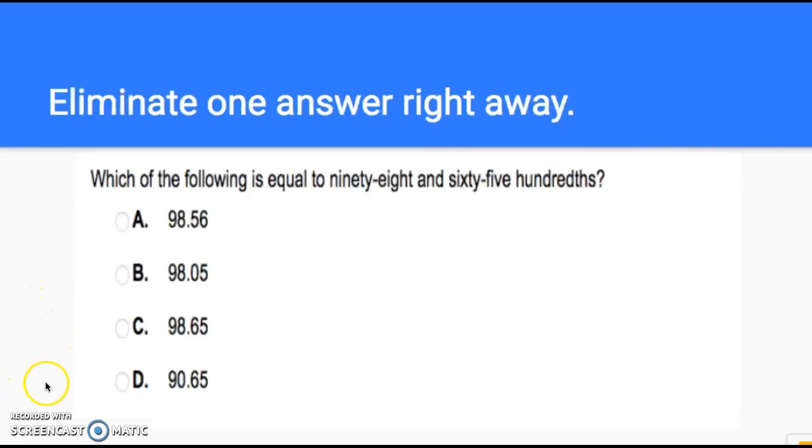Estimate one answer right away. Eliminate one answer right away. When I was looking at this one, I noticed my answers were all very similar except this bottom one. So I'm going to look up here.